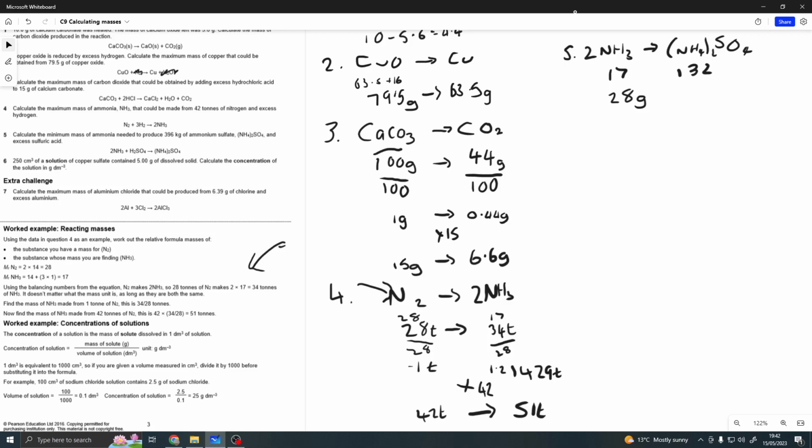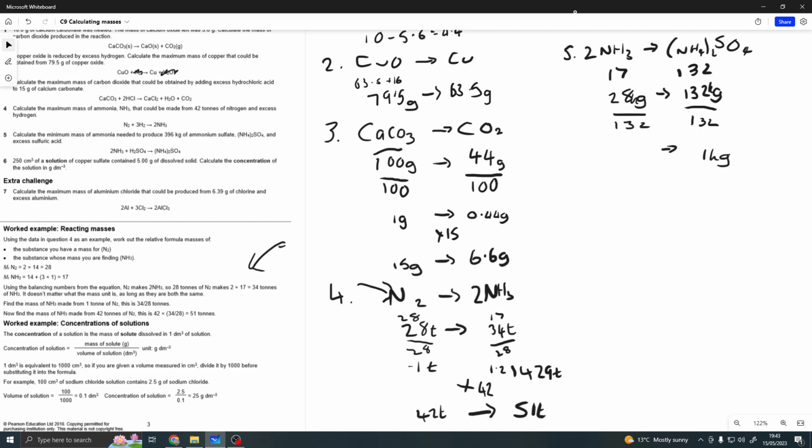Okay, now just like before, we've got 2 NH3s becoming one of these, so that is telling us that 28 grams of ammonia will make 132 grams. Hang on, this one's in kilograms, isn't it? Again, it doesn't matter. Kilograms. 28 kilograms of this will make 132 kilograms of that. Now we need to find out how much ammonia is needed to produce 396 kilograms of ammonium sulfate. So we need to turn this one into 1. So we need to divide this by 132 to find 1 kilogram, and therefore we need to divide this one as well by 132.